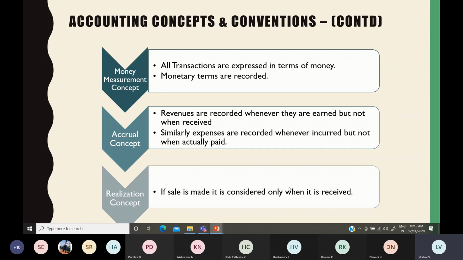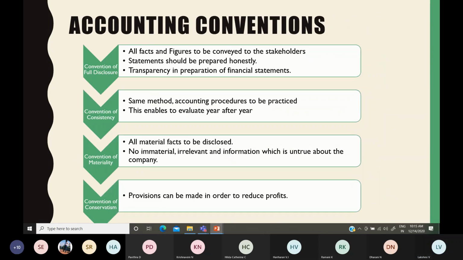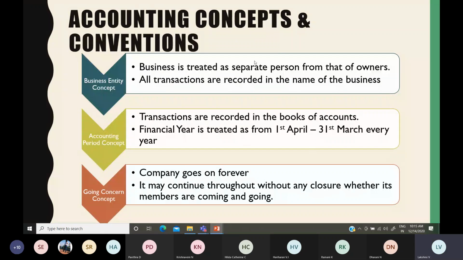So far we have discussed the various accounting concepts. Any business, particularly registered companies doing business as per the guidelines provided by the Companies Act, has to follow all these concepts while maintaining their books of accounts.